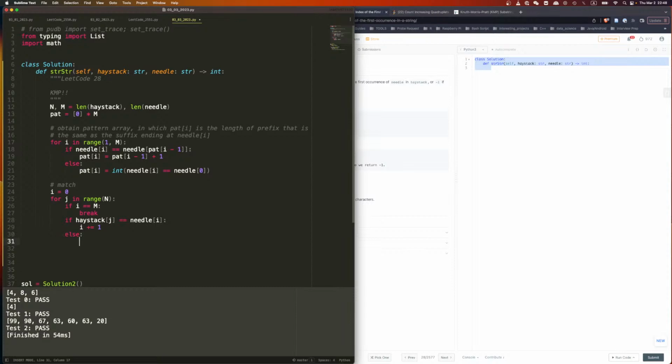Else, if these two are not the same, right? If they're not the same, then we go to pattern, right? We go to pattern to see the suffix ending here, how much is the prefix matching it. Then i shall equal to needle, no, i shall equal to pattern i minus 1. Right? Is that right?